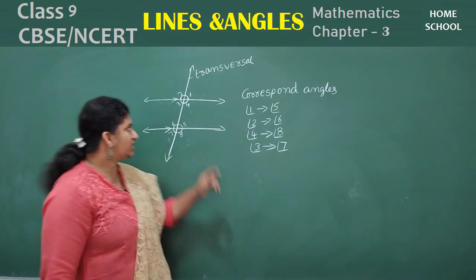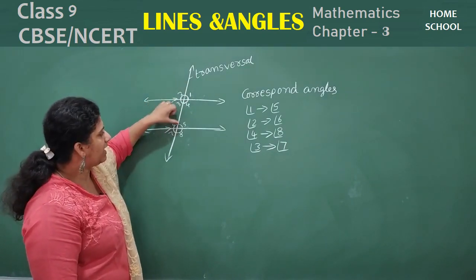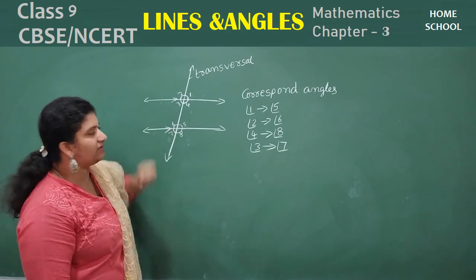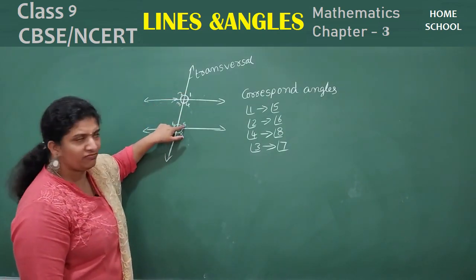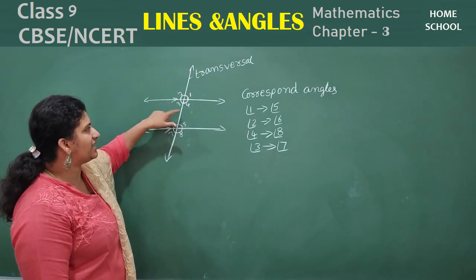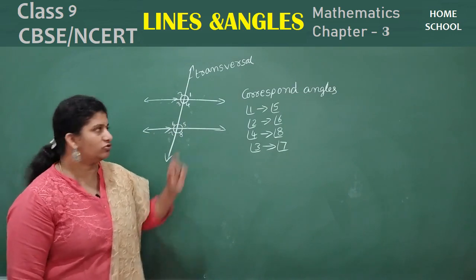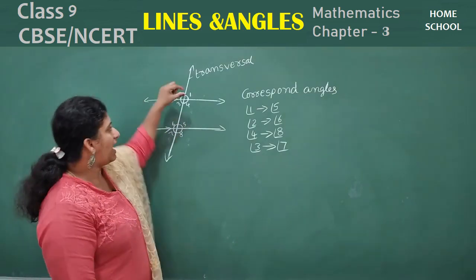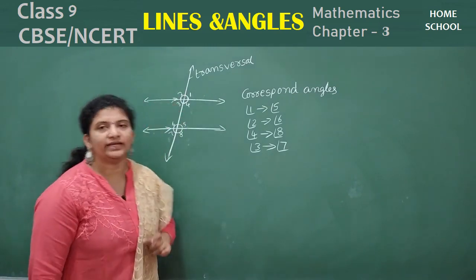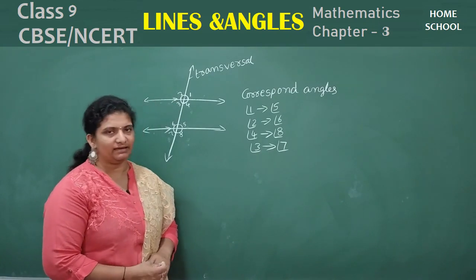How do we say, children? So see here, this angle at this point and the same angle at this position, we call them corresponding angles. Angle 1, angle 5, angle 2, angle 6, angle 4, angle 8, angle 3, angle 7. Those are all called the corresponding angles. The angles at the same position between two parallel lines, we call them corresponding angles.